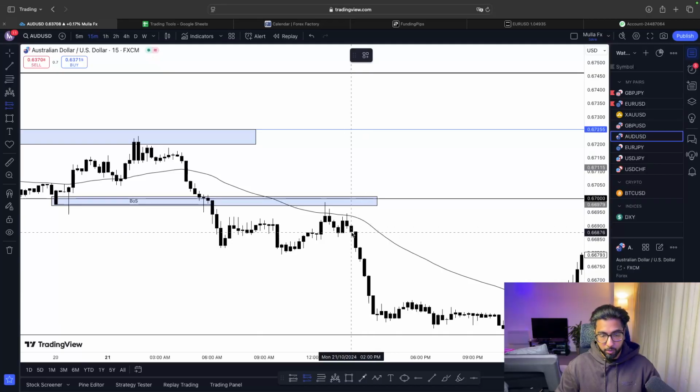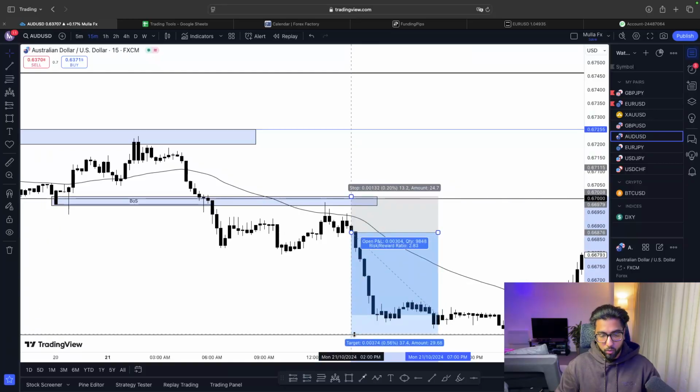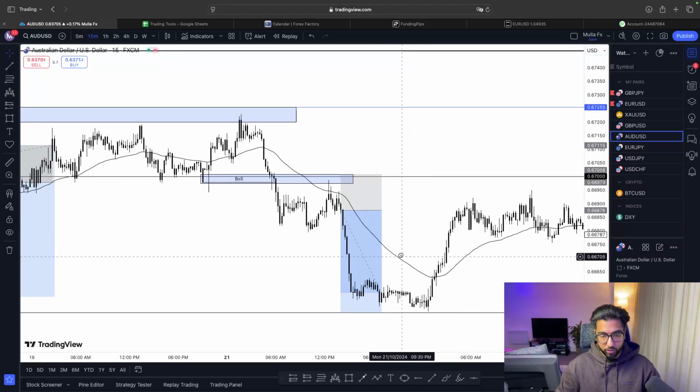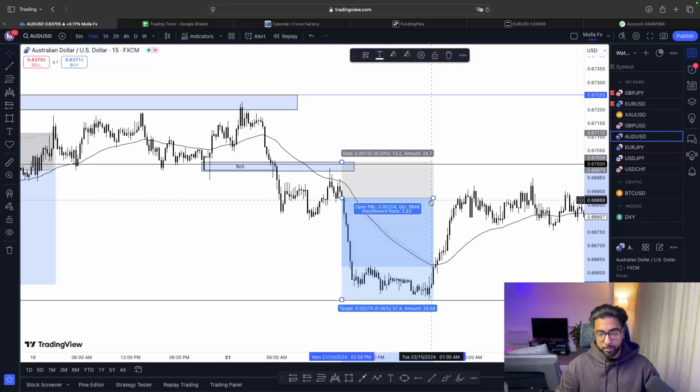So 1, 2, probably just enter right here. Stop loss just above here. Take profit all the way down to the next zone, which is here. This is a 1 to almost 3. And you can see we basically hit.